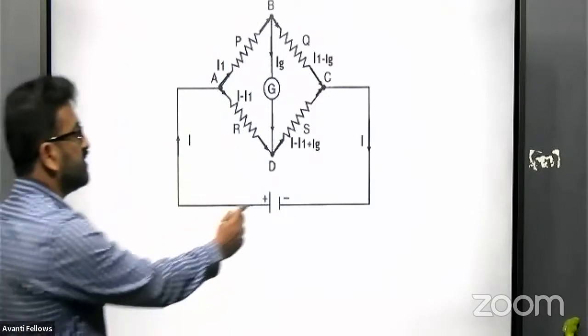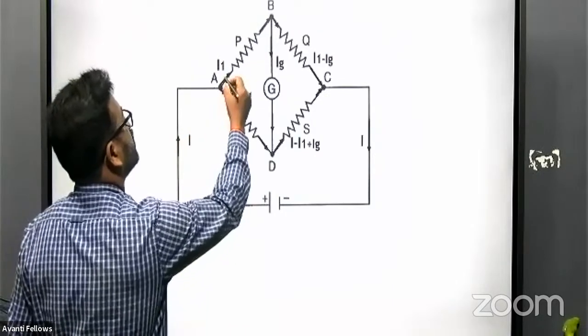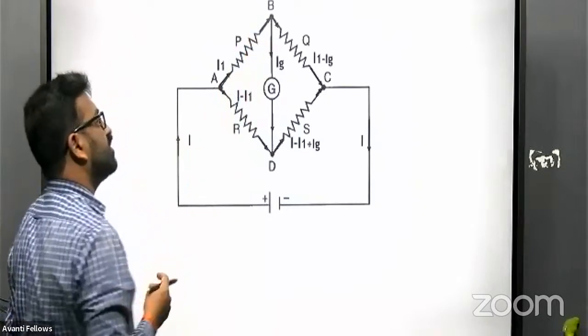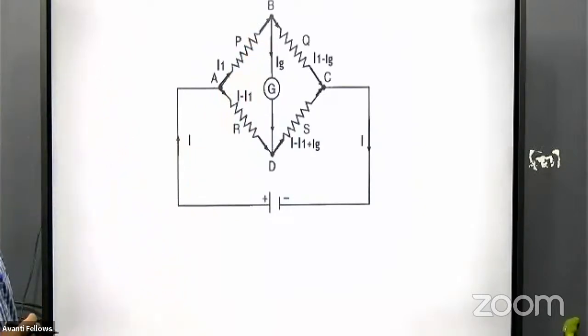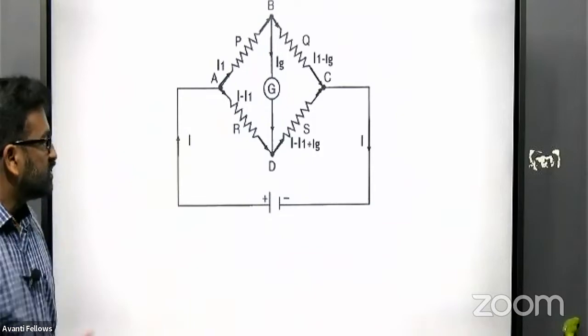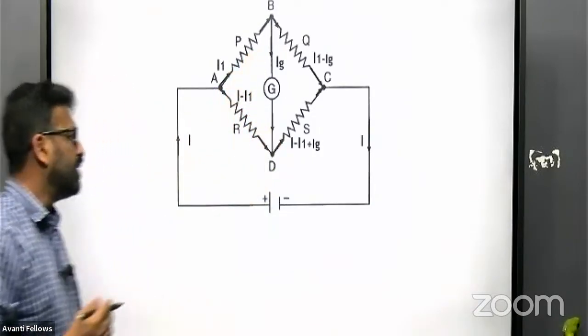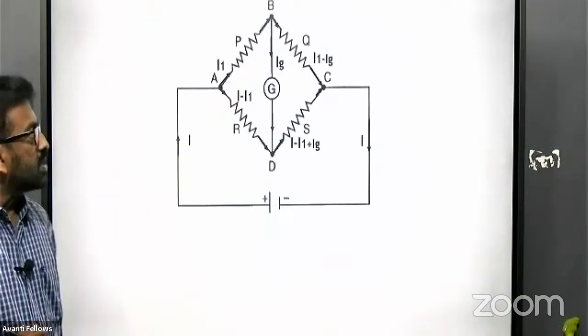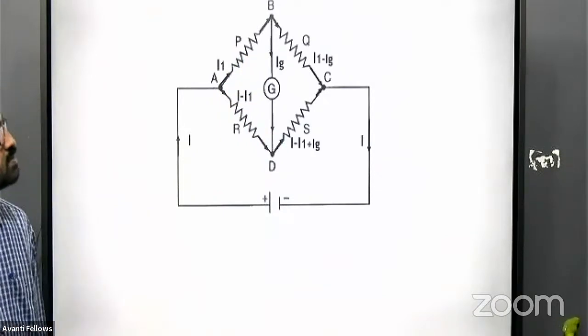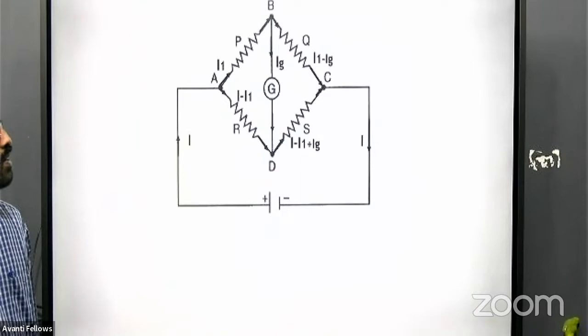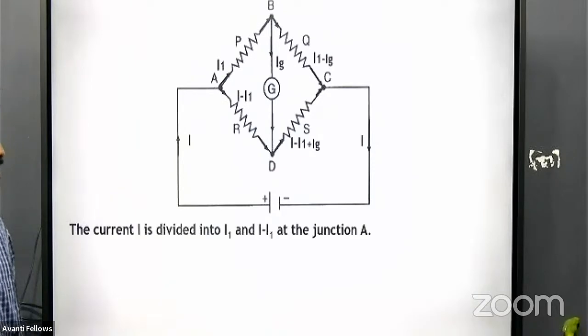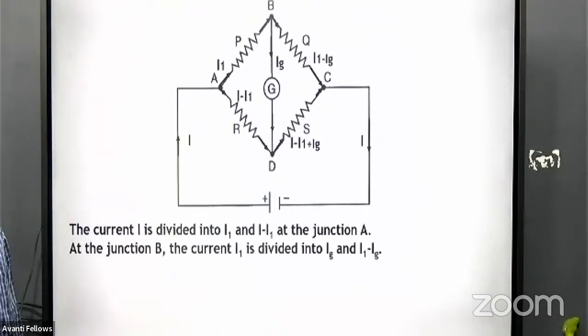So the total current which is coming here is I. The current which is going through P is I1. The current going through R is I minus I1. So the total current is I, I1 is going through P, so the remaining current I minus I1 will be coming through the resistor R. At the junction, it is divided into I1 and I minus I1.